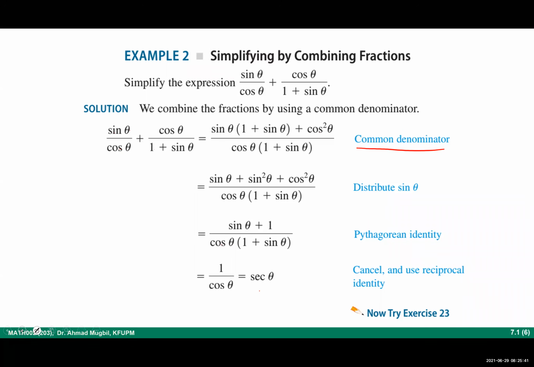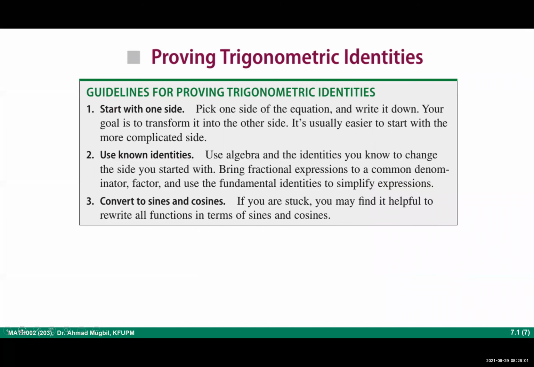Any question, Shabab, on how to simplify expressions? What you need to do, Shabab, is use the trigonometric identities that you know so far. You need to use your algebraic tricks that you learned before: how to simplify, how to cancel, how to distribute, how to take a common factor, and so on. All the algebraic tricks that you used before. By the way, we have here some guidelines for you on how to prove identities.